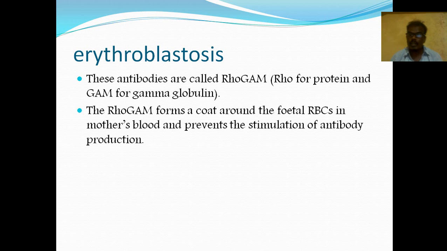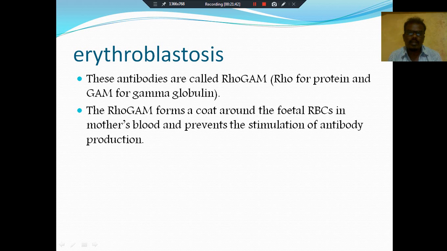Clear? So this is how to prevent erythroblastosis. With the injection, there is no stimulation to produce antibodies, so the antibody number will be reduced. How does it prevent the stimulation of antibodies? This Rhogam injection forms a coat on the RBC so that the RBC doesn't stimulate production of antibodies. Clear?